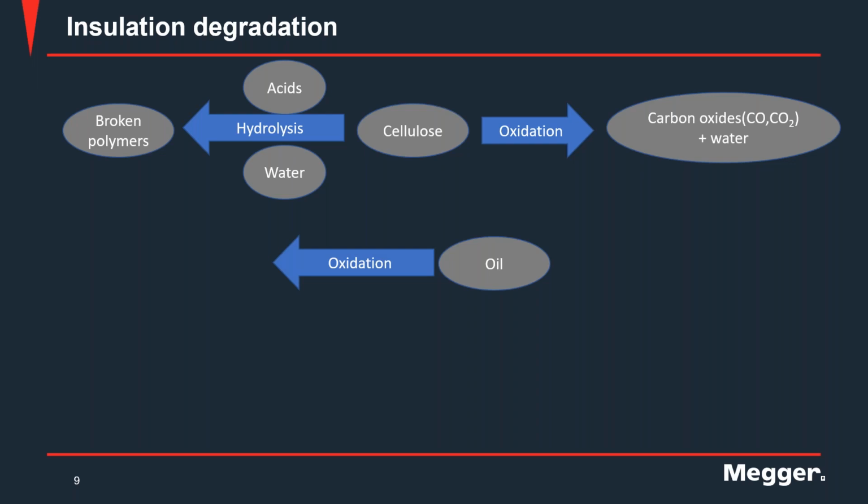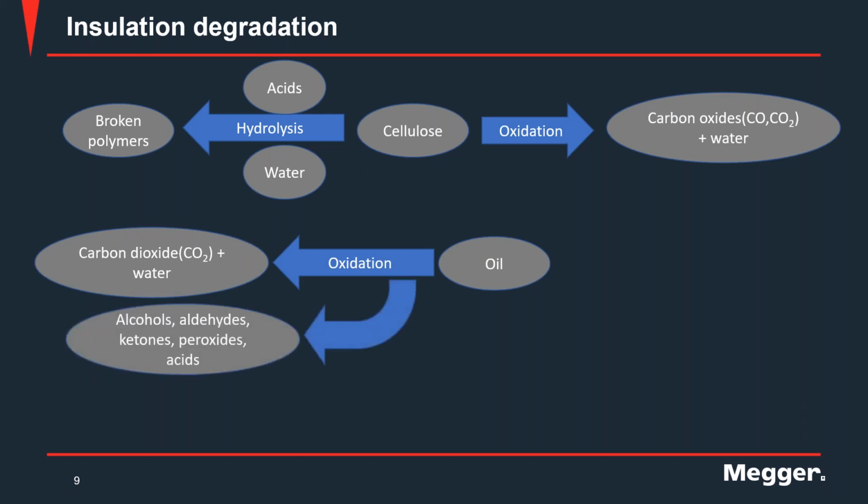The oil itself undergoes oxidation, and this process ultimately results in the formation of carbon dioxide and water. But the intermediate processes result in the formation of some byproducts like alcohols, aldehydes, ketones, peroxides, acids. If the acid content becomes too high, then that can result in the formation of sludge. Sludge not only impedes oil flow, but it also attacks cellulose directly, so it's not desirable at all.